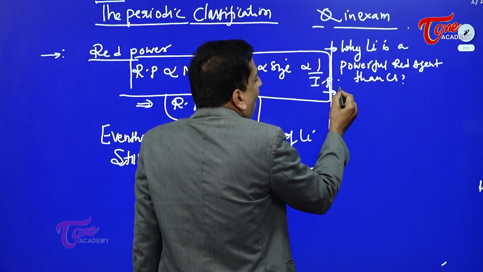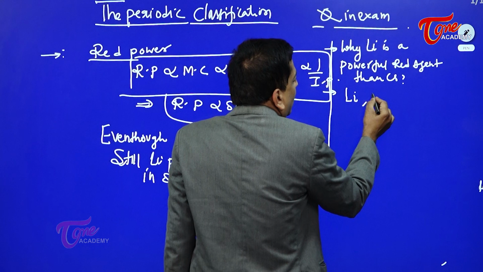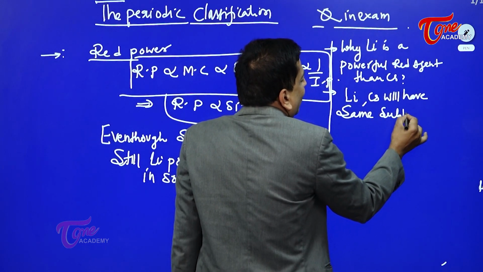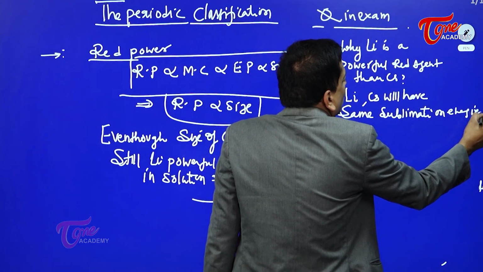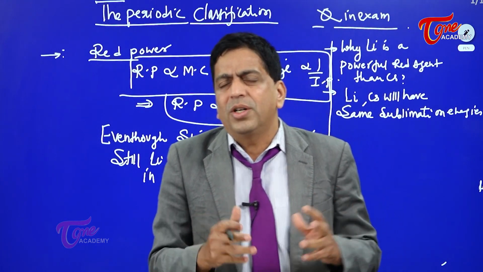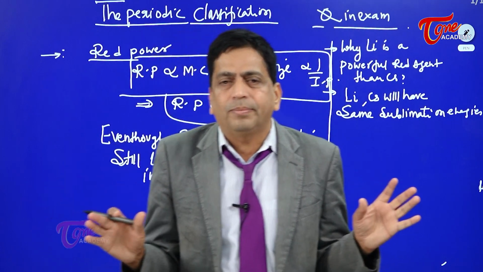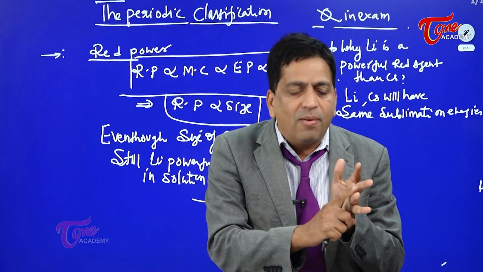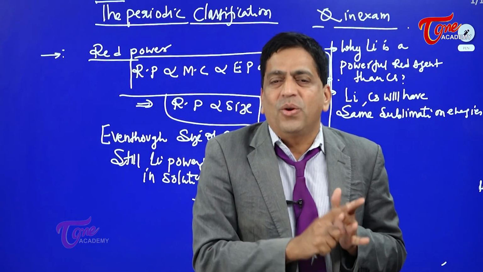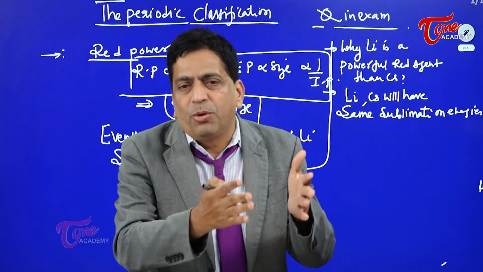If this is the case, then watch here. First of all, lithium and cesium will have similar sublimation energies. Now, why are the sublimation energies coming in between? Because when you want to remove an electron, it's called ionization potential. And if you have a closer look at the definition of ionization potential, it is the energy required to remove an electron from a neutral gaseous atom. For that, we first need to convert lithium and cesium both to neutral gaseous atoms. From there, you remove the electrons.